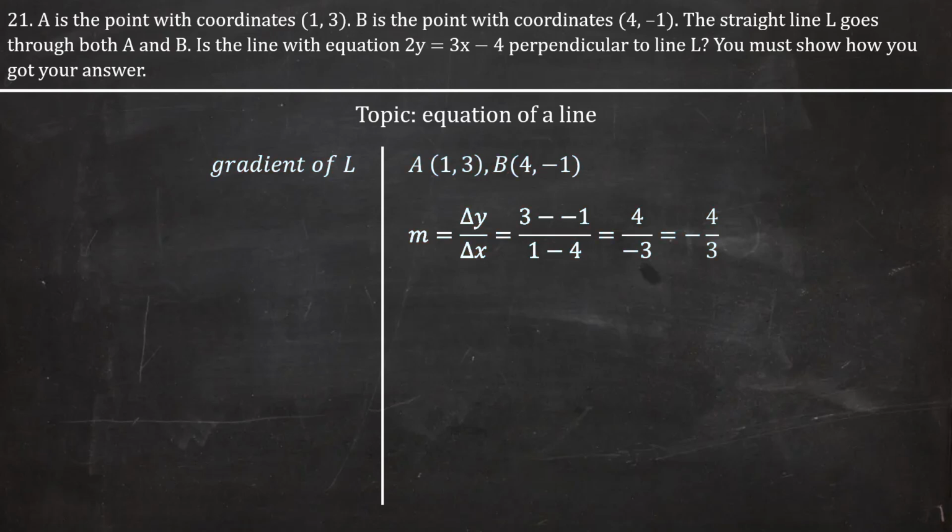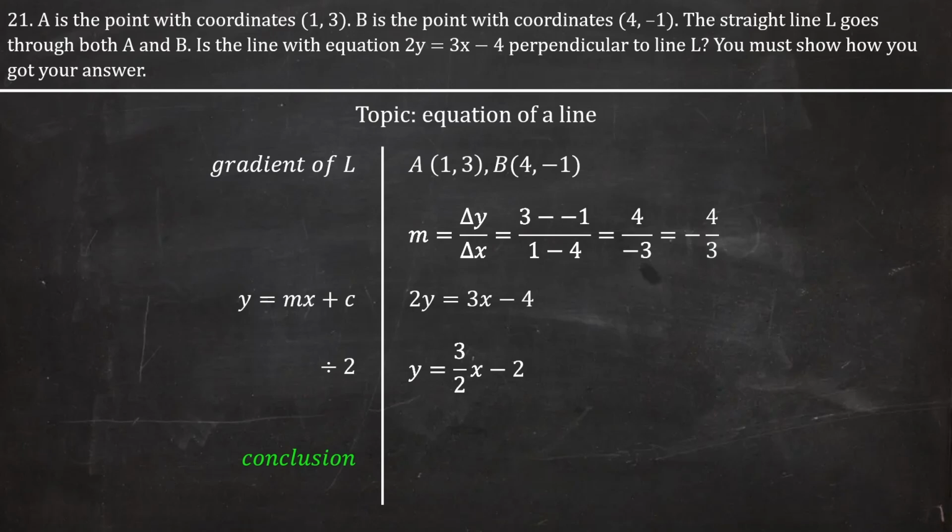Then it's asking us if the equation 2y equals 3x minus 4 is perpendicular to L. Let's put that equation in y equals mx plus c so we can visualize it better. So 2y equals 3x minus 4. To make it y equals mx plus c, we're going to divide both sides by 2, which gives me y equals 3 over 2 x minus 2. Then we can do a conclusion.